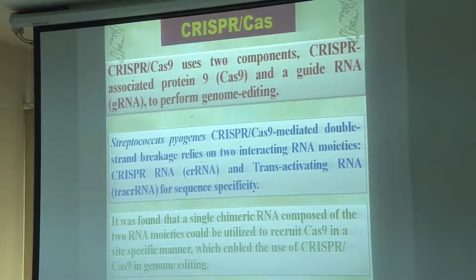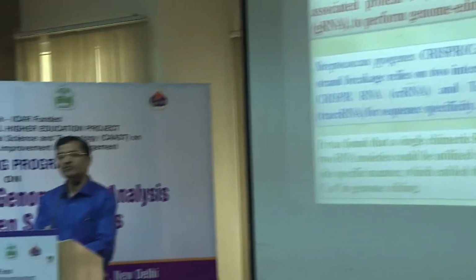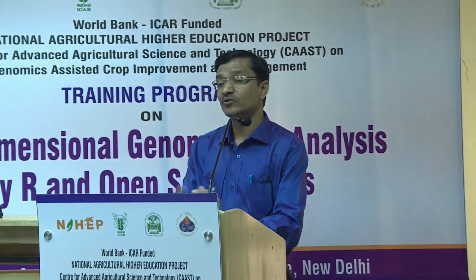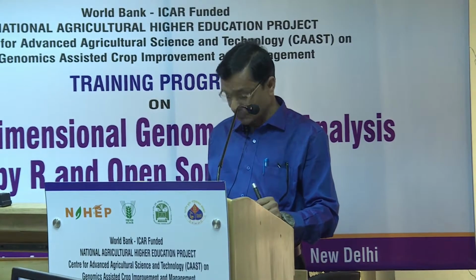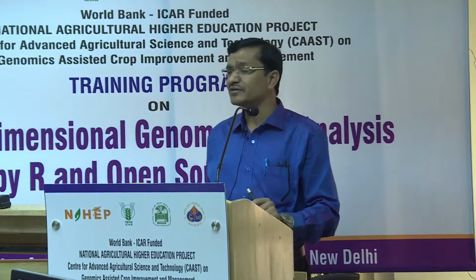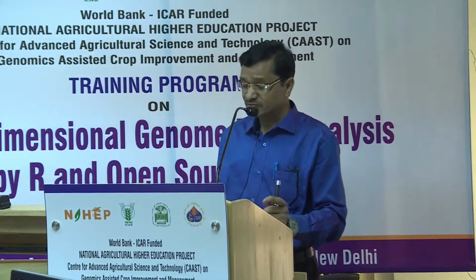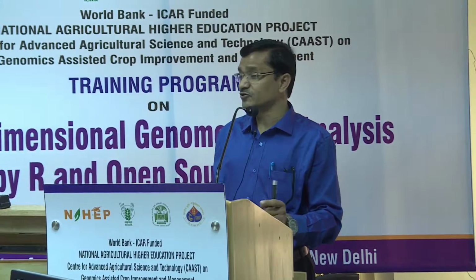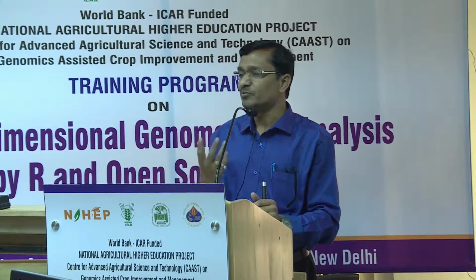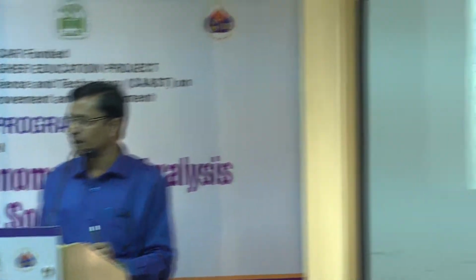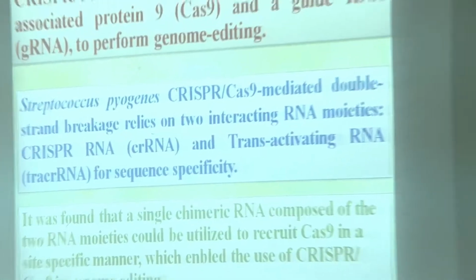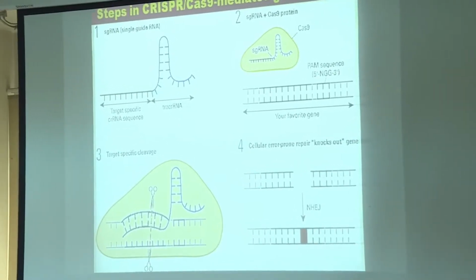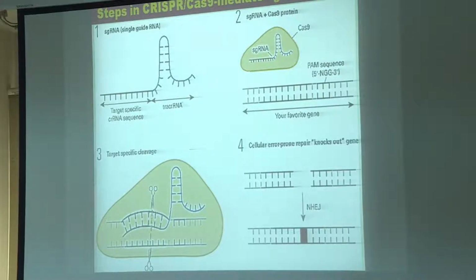So, whenever we want to do some editing, you have to find out what place to edit, and then according to the sequence that you want to edit, you have to prepare the guide RNA, and that guide RNA will be attached to the nuclease, that is the CRISPR associated nuclease. Wherever the complementary sequence is there, the guide RNA will go and bind, and then the Cas nuclease will make a cut on it. So, you can see here the 4 steps of how the action of CRISPR Cas is happening.